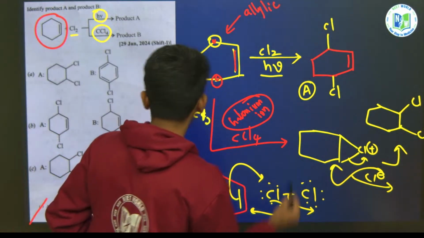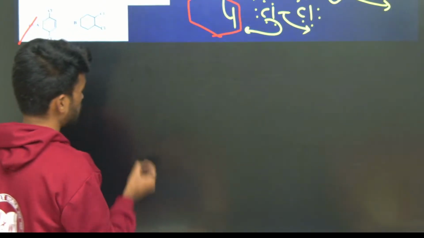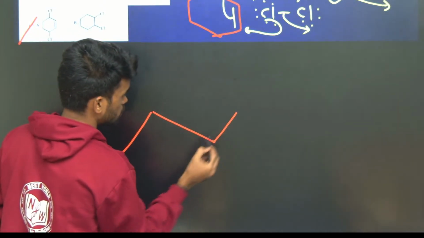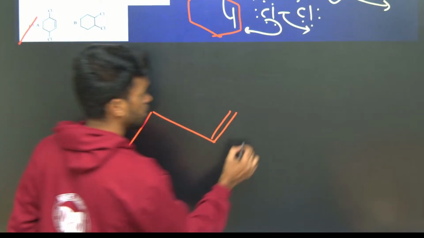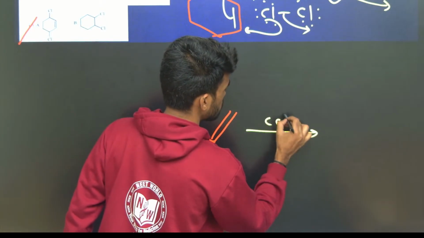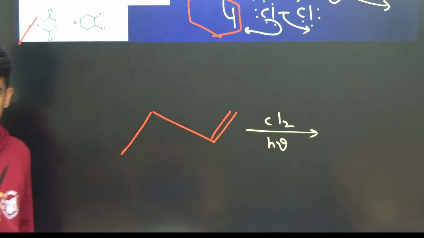Now look at this, a simple one I am representing here. Do not be scared by looking at the structure. I am putting a double bond here. I am asking you to do chlorination in the presence of sunlight. Tell me where I should do it.